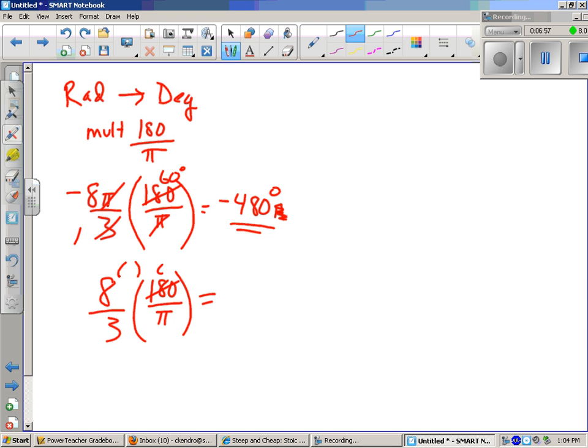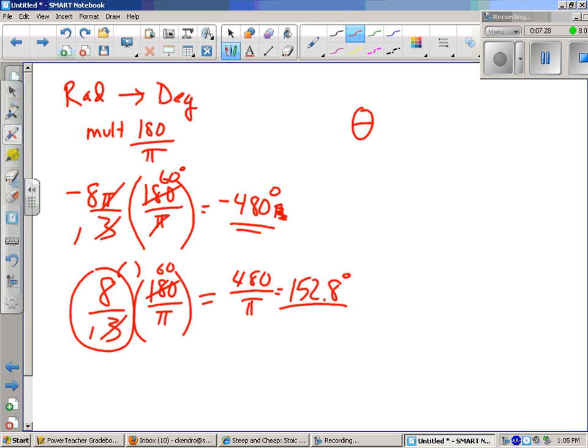I can still cancel, but I get 480 divided by pi. And if you do that on your calculator, you get about 152.8. So if it's a regular number without pi in it, it's still considered radians, but your answer won't be a whole number. So you have to be aware of that. Okay, one little formula that I want you to know.